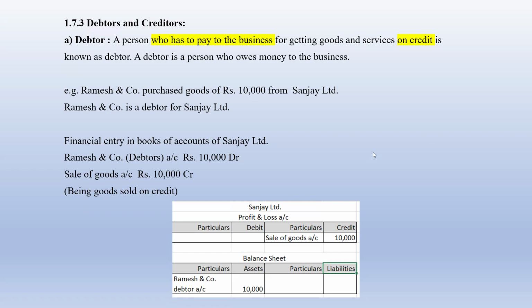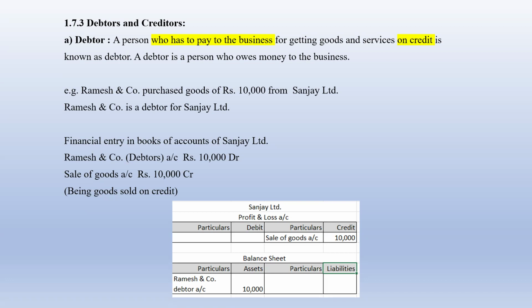Let's start with debtors. So let's go to the definition. A person who has to pay to the business for getting goods and services on credit. So let's split the definition. A person who has to pay to the business, okay, for getting goods and services on credit. These are very important factors: that he has to pay to the business and he has taken the goods or services on credit is called a debtor. Okay, so let's see the example.